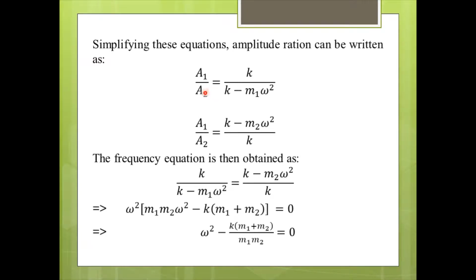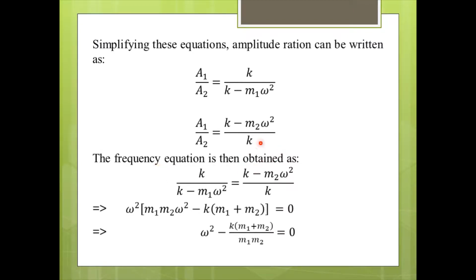Then we will get the amplitude ratios. From the first equation, a1 by a2 is equal to k by k minus m1 omega square, and from the second equation of equation number 1, a1 by a2 can be calculated as k minus m2 omega square divided by k. As we saw in the last problem of this problem sheet number 4, both these amplitude ratios will give you the same numerical answers at the end.